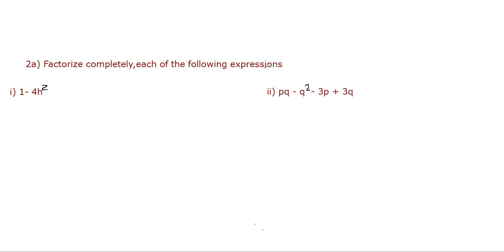Now this question says factorize completely, as I said, continuing May 2018 question 2. Now factorize completely each of the following expressions. 1 minus 4h squared. Now when you look at this, what you would want to ask yourself first is, what type of factorization am I dealing with? What exactly am I dealing with?